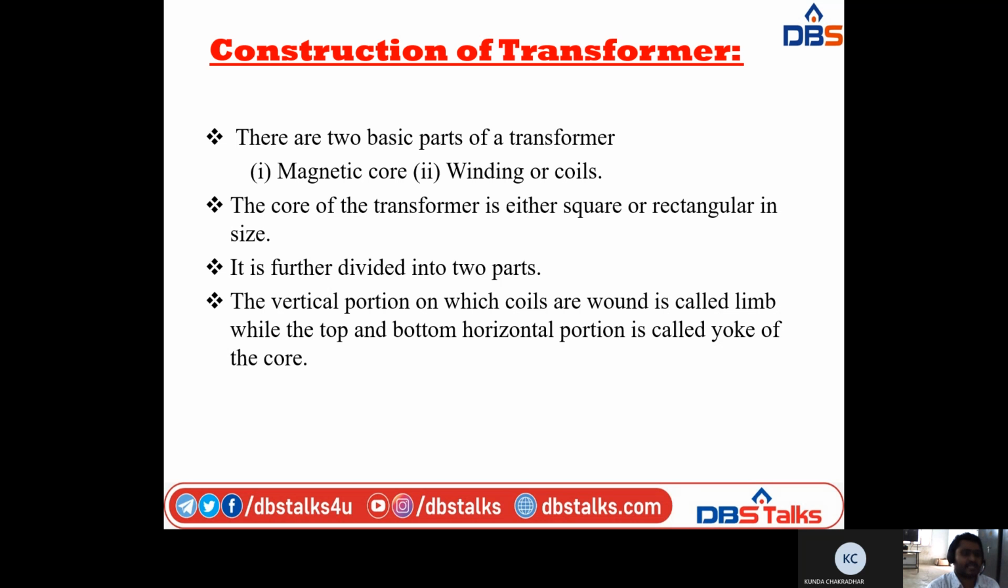The first one is the vertical portion on which the coils are wound, which is called the limb, while the top and bottom horizontal portion is called the yoke of the core. Actually, we have two portions in the core of the transformer, one vertical and one horizontal. The vertical portion on which the windings are wound is called the limb, and the top and bottom horizontal portion is called the yoke of the core.